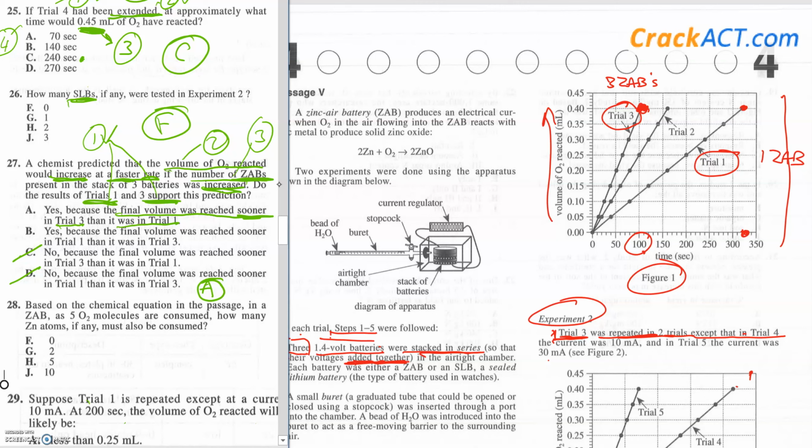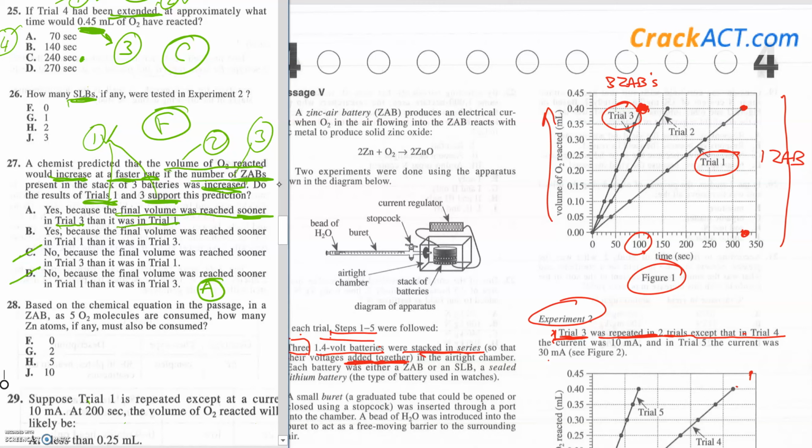Based on the chemical equation in the passage, I hate chemical equations. In a ZAB, as 5 O2 molecules are consumed, how many zinc atoms, if any, must also be consumed? I don't like chemistry, and I'm not much good at it. But the thing you have to remember with the ACT is it will generally not ask you a chemistry type question. Not ever, but generally, they're not going to ask you something that's really about chemistry.